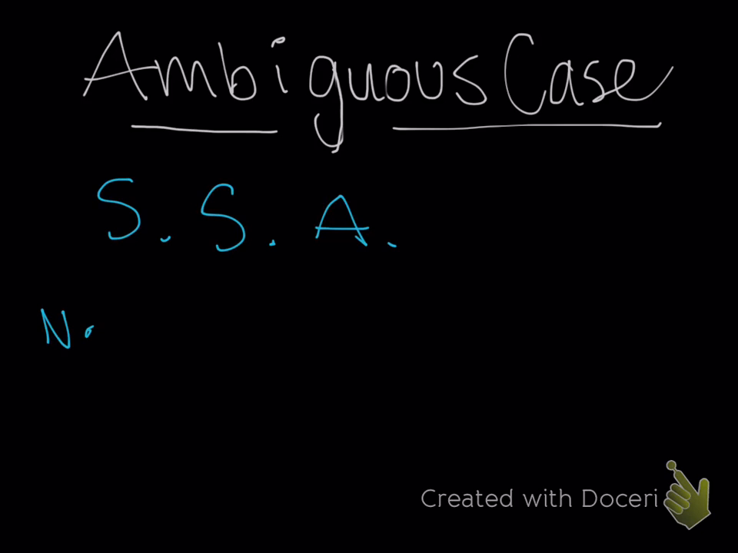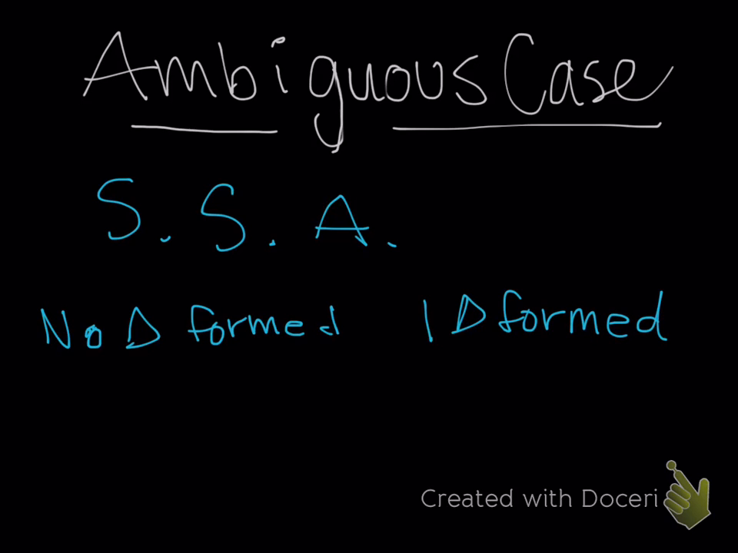based on the information, you could get the result of no triangle formed, exactly 1 triangle formed, or you could get 2 triangles formed. Today we're going to focus on no triangle formed and 2 triangles formed. And then for board work tomorrow, we'll try some 1 triangle formed.